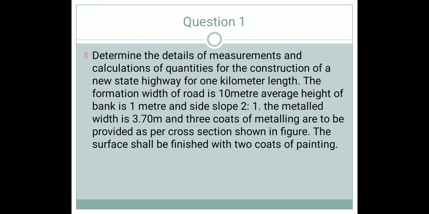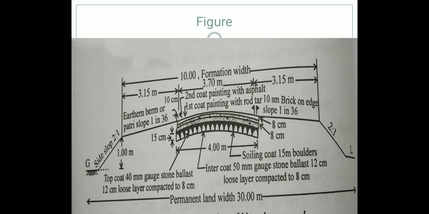The formation width of road is 10 meter, average height of bank is 1 meter and side slope 2:1. The metal width is 3.70 meter and 3 coats of metaling are to be provided as per the cross section shown in the figure. The surface shall be finished with 2 coats of painting. So this is what we have, the diagram of the cross section of the road.